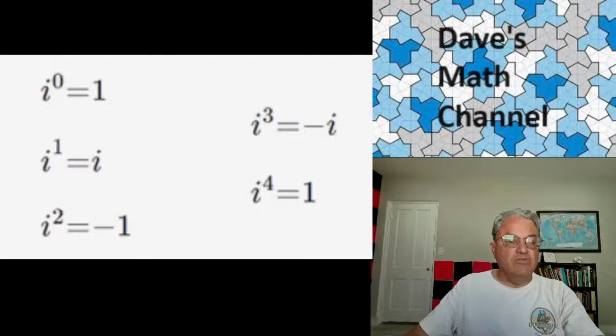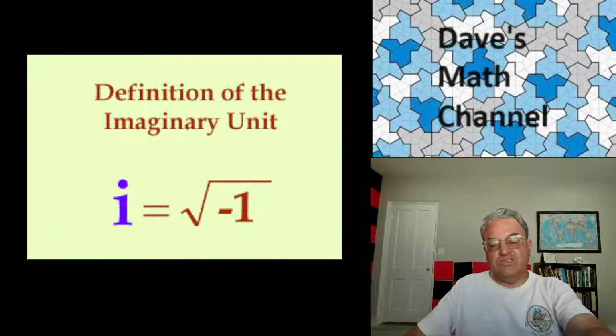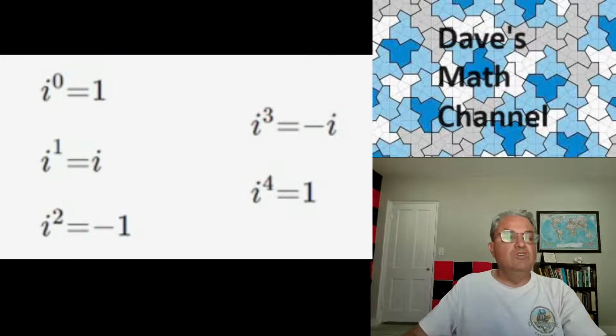What about i squared? Well, that's easy. We define i to be the square root of minus 1. So by definition of a square root, if we square it, we get back minus 1. That wasn't a problem. And then you can get bigger powers just by using the distributive property. For instance, i cubed is the same as i times i squared. But since i squared is minus 1, that's going to give you minus 1 times i, or minus i.